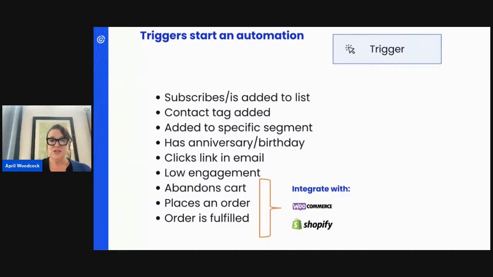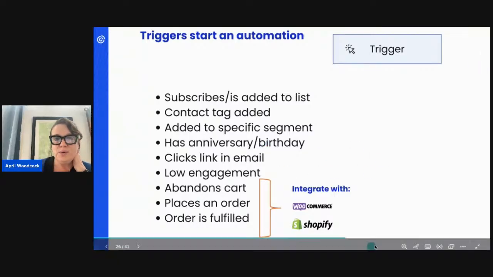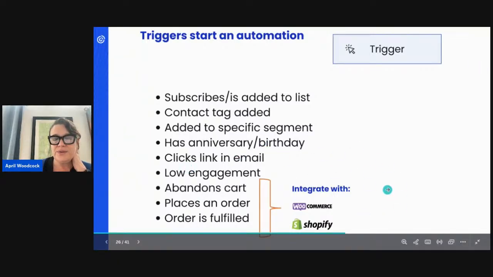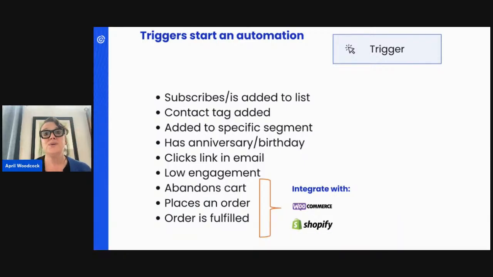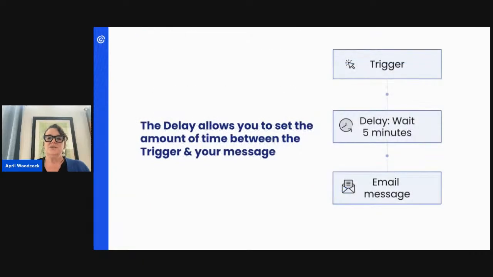Anniversary, low engagement, and then down here, this is where the integrations with the commerce side of things. So Shopify and WooCommerce. So if they place an order, you can automate it. Same thing with Shopify. So there's these automated campaigns, but there's also a lot of different other integrations. And then Zapier is something that you can also use if you're using a tool that doesn't directly integrate into Constant Contact.